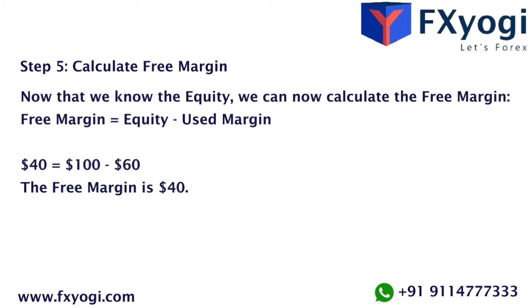Step 5. Calculate free margin. Now that we know the equity, we can now calculate the free margin. Free margin equals equity minus used margin. In this case, $40 equals $100 minus $60. The free margin is $40.